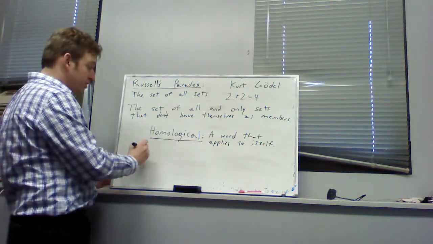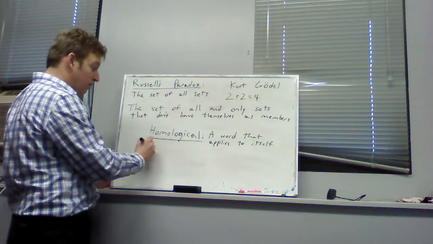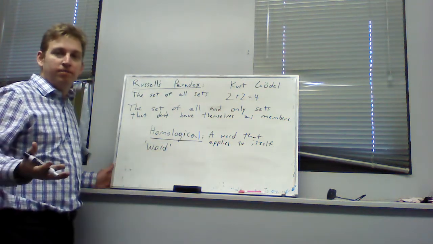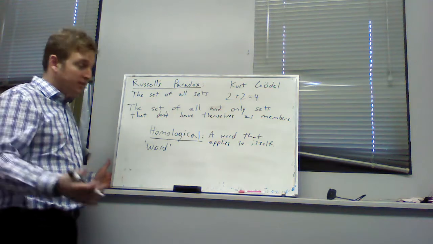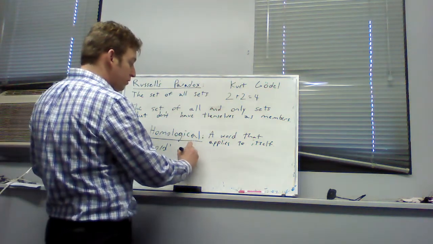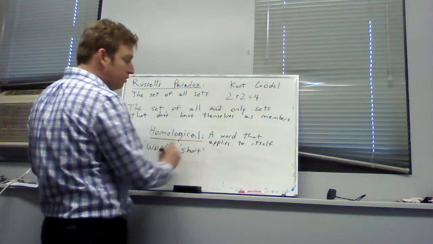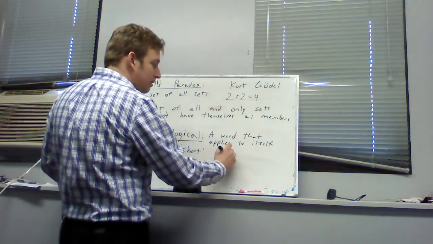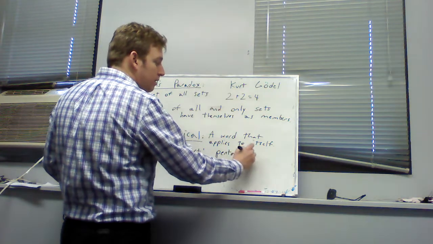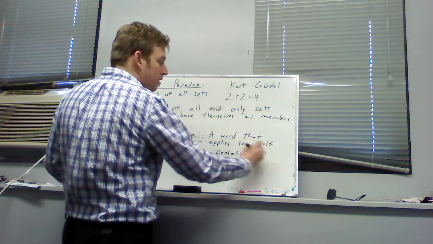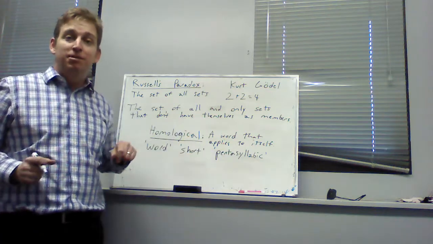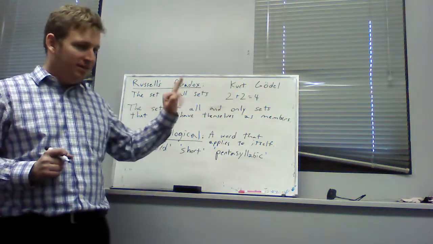Examples of homological words would be, the easiest one, of course, is the word word. The word word is a word, therefore it's homological. It applies to itself. The word short, because short is a short word, and the word pentasyllabic. Pentasyllabic means having 5 syllables, and guess how many syllables it has? It has 5. Pentasyllabic.